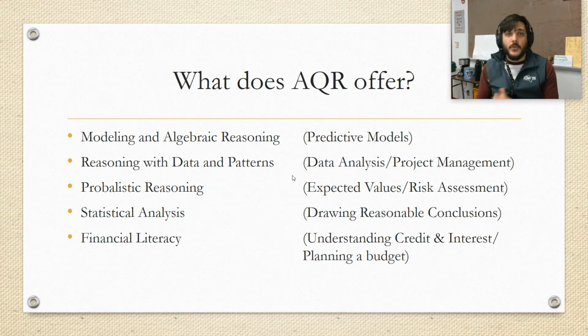The second semester we cover probability, statistics, and financial literacy. In probability, something that students have learned in eighth grade and middle school, elementary school, we actually take the probability and apply it to expected value and risk assessment. If this is what's going to happen, how much value should you associate to it? Is it a reasonable risk to take or not?